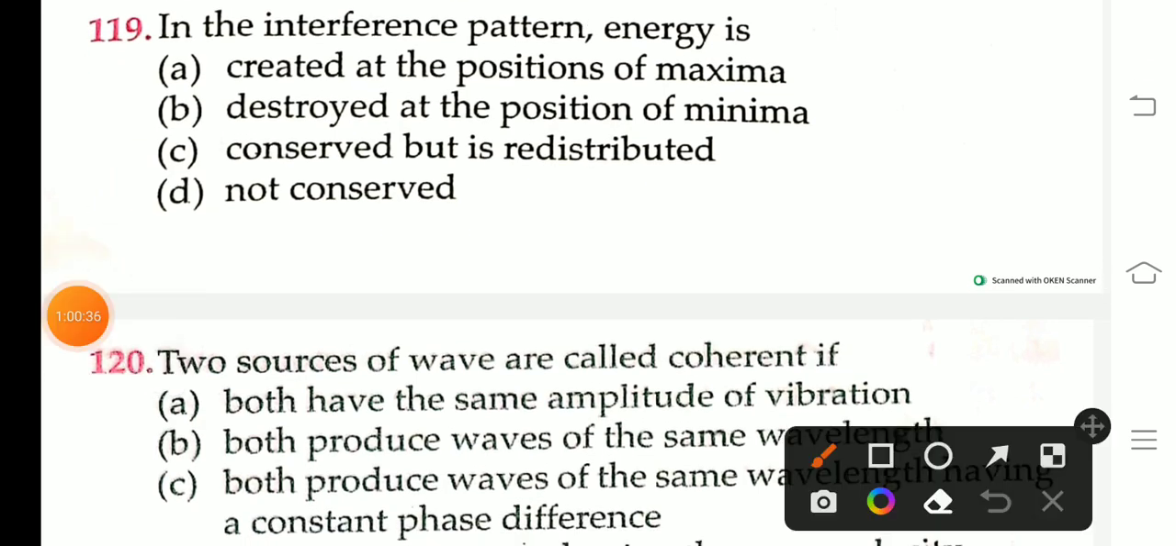Next, in the interference pattern, energy is. Right answer will be option C. Conserved but is redistributed.